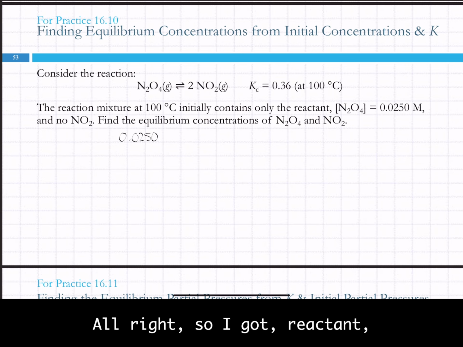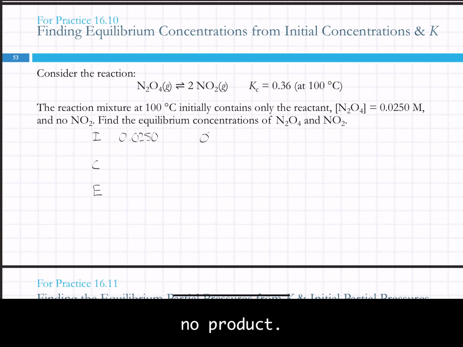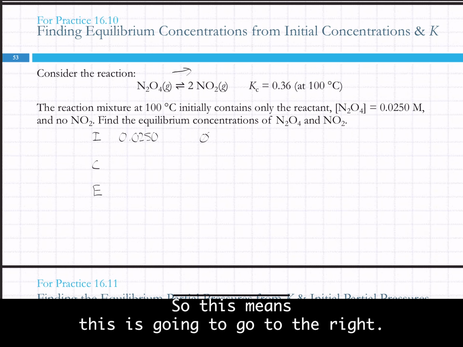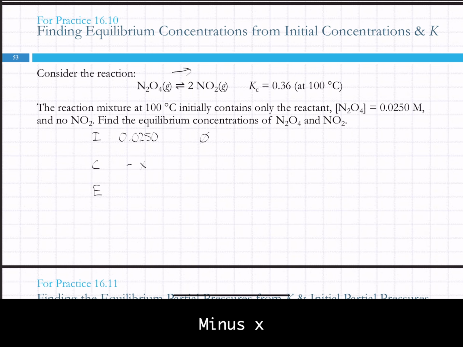All right, so we got a reactant, no product. So this means this is going to go to the right. Minus x, plus 2x, 0.0250 minus x, plus 2x, or just 2x.